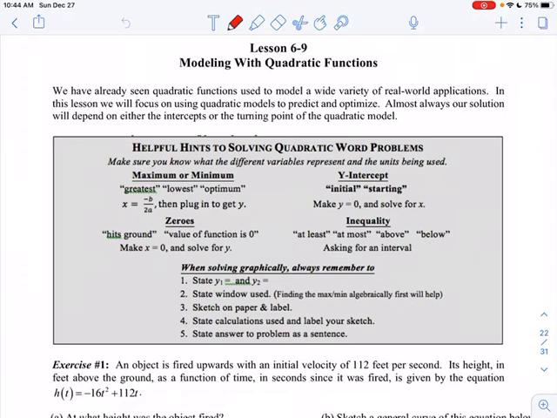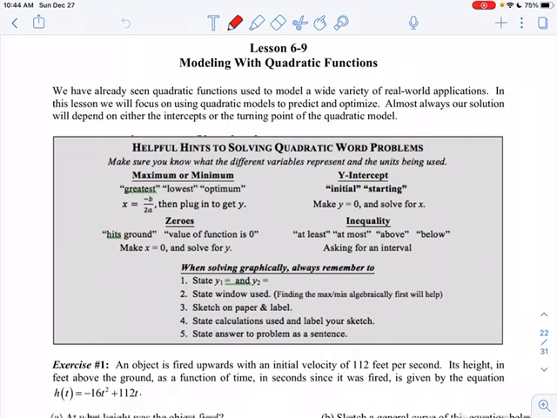That might be like when it hits the ground, or they might ask you for the value of the function as 0. So you make x equal to 0 and you solve for y. The y-intercept might be the initial or the starting point. So you make y equal to 0 and you solve for x. And if it's an inequality, look for words like at most, at least, above, below, and they're going to be asking for an interval.